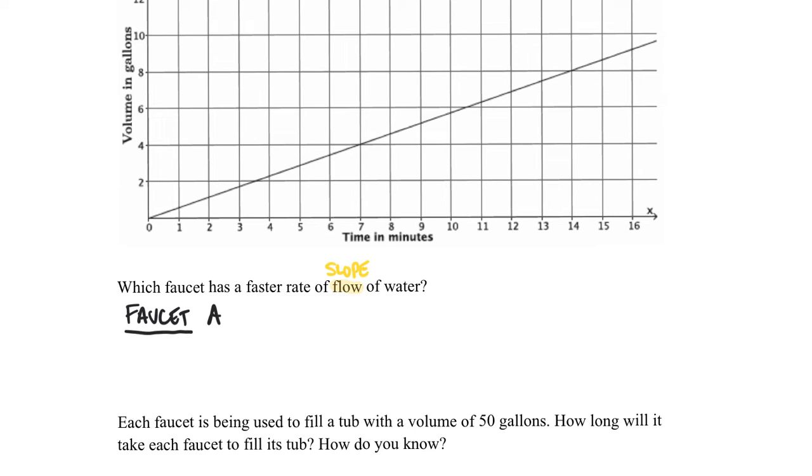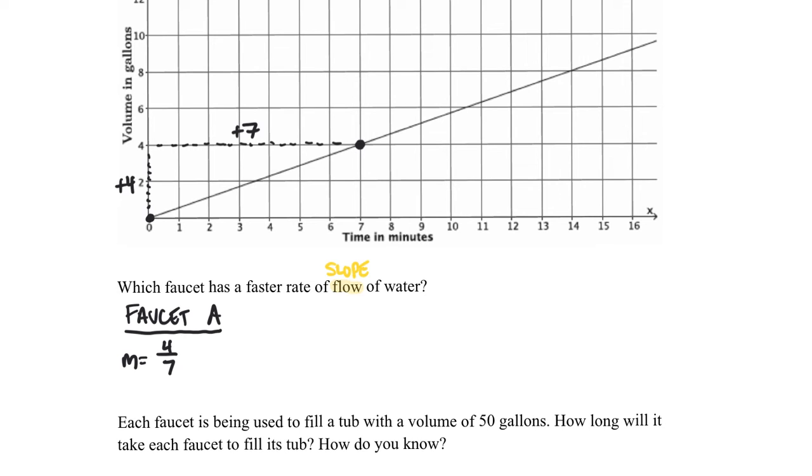Faucet A is giving us a graph. And so what we want to do is find the slope. So we have a nice point right here, and then the next nice point we have is probably this one right here. I want you to notice that this one increases +4. Pay attention to the scale. It increases +4, and then the horizontal change is +7. So our slope for this one would be 4/7.